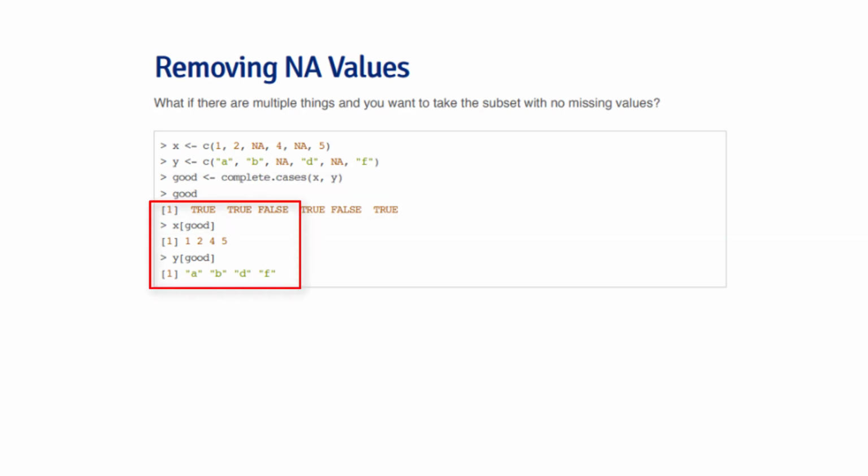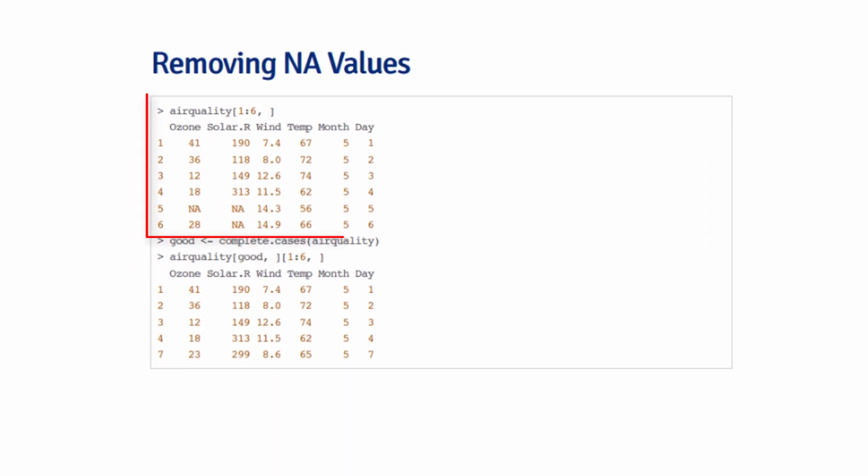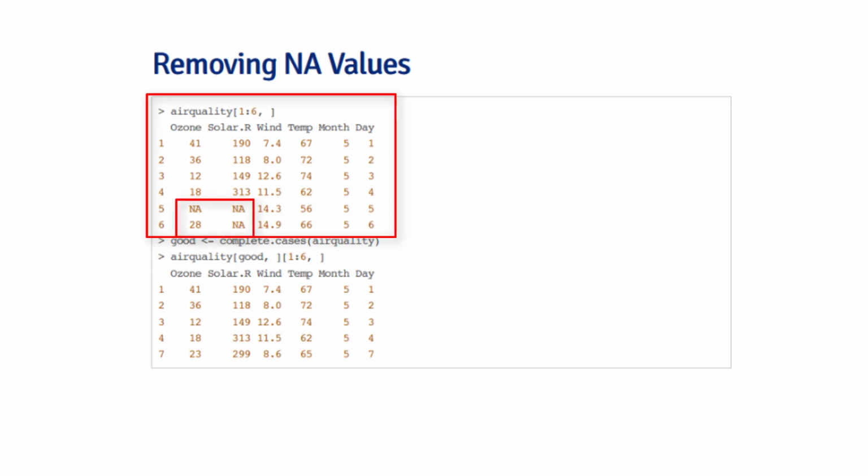So now when I subset X, I get the good elements of that, and when I subset Y, I also get the good elements of that. So that's how I can look at multiple objects and subset all the missing values out to get the good elements. You can also use complete.cases to remove missing values from data frames. So here I've got a simple data frame where I'm showing the first 6 rows. As you can see, there are 6 columns to this data frame, so there's 6 variables, and there's some missing values in the ozone variable, and there's some missing values in the solar.r variable. And so all I want are the rows of the data frame where all the values are non-missing, right?